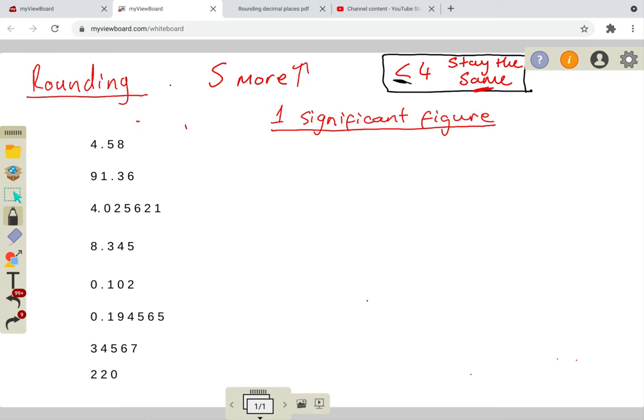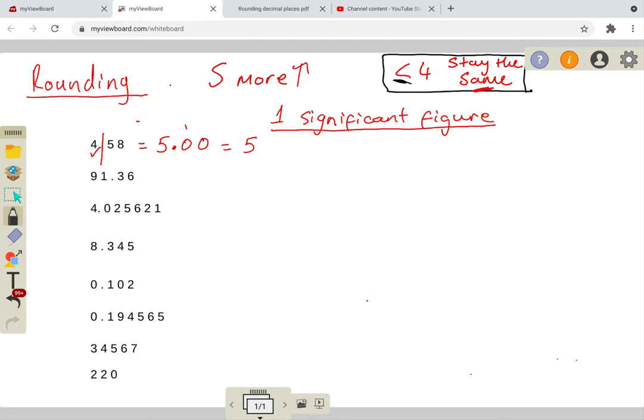So if I want to round these to one significant figure, first thing I do, look at the first number. Is that significant? Yes, because it's not a zero. Draw a line because it's one significant figure. The number next to it, is it 5 or more? If it is, change that, that turns to 5. If not, that stays as 4. Okay, so because that's 5 or more, that's going to turn to 5. Then the rest of the numbers turn to 0. Okay, so 4.58 to one significant figure is 5.00, which you can just write as 5.